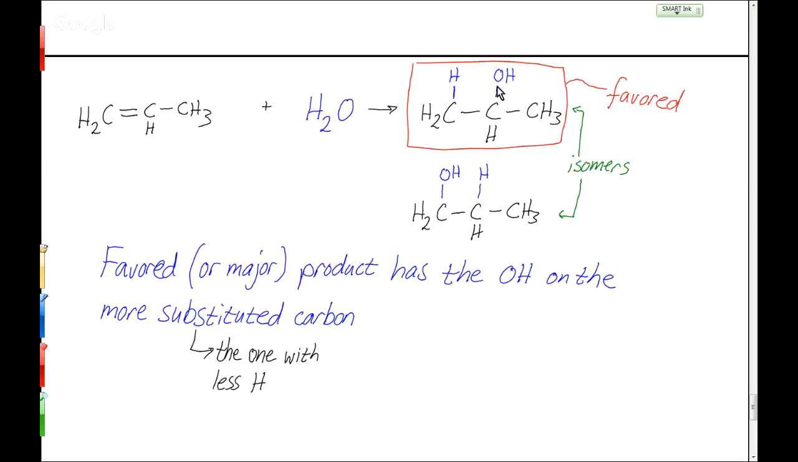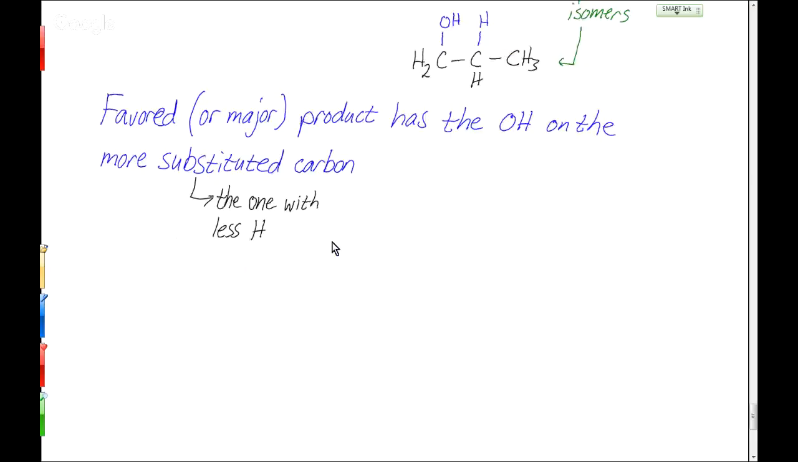This is another example of where it's usually easier to see when we simplify it to line structures. So if we draw the same reaction in line structures, it looks like this. Here's propene. We're going to react it with water and an acid catalyst. Our major product is this one, and our minor product is this one.